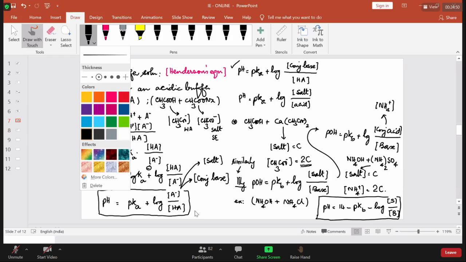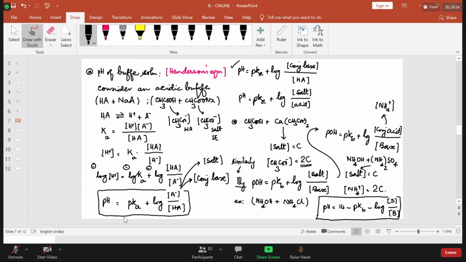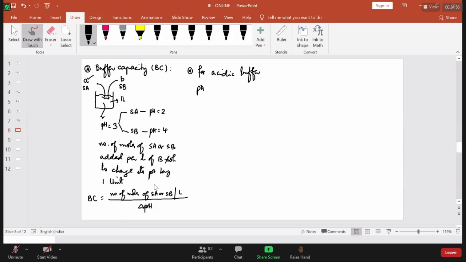Today's modern fashion is why and how. IIT means, NEET means why and how. pH is equal to pKa plus log of concentration of salt by concentration of acid. Be careful. You should know the meaning of salt properly.